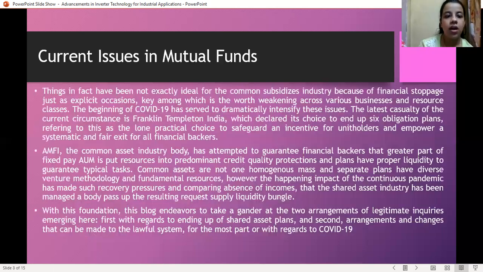Okay, current issues. Things, in fact, have not been exactly ideal for the mutual funds industry because of the financial stoppage, just as explicit occasions. Key among which is the worth weakening across various businesses and resources. The beginning of COVID has served to dramatically intensify these issues. The latest casualty of the current circumstances is Franklin Templeton India, which declared its choice to wind up six debt plans, referring to this as the only practical choice to safeguard value for unit holders and enable a systematic and fair exit for all investors.